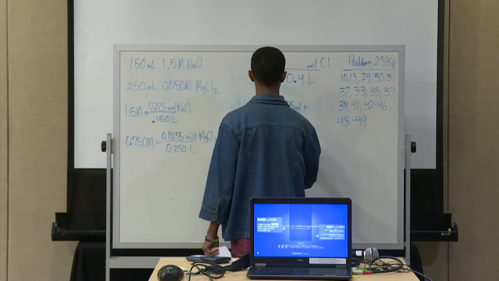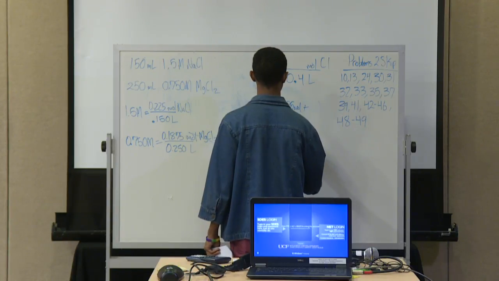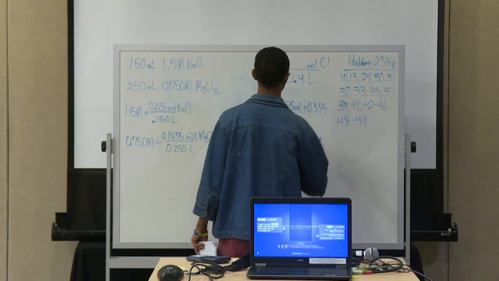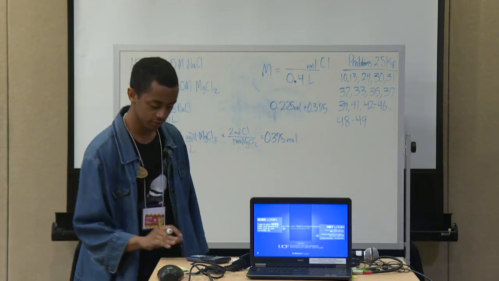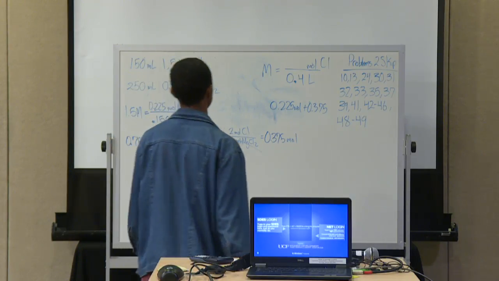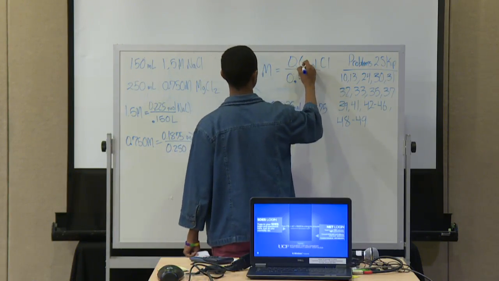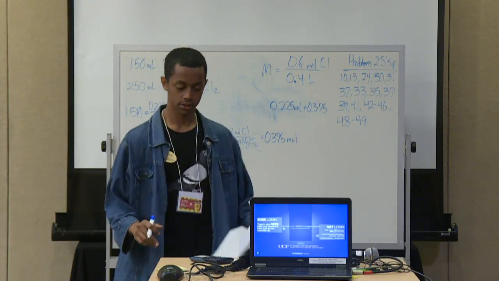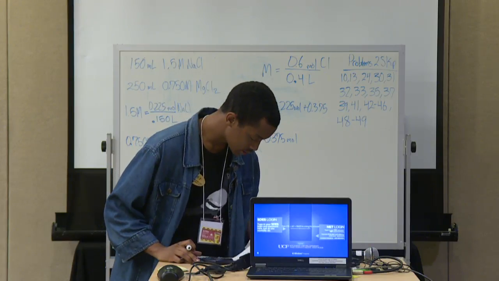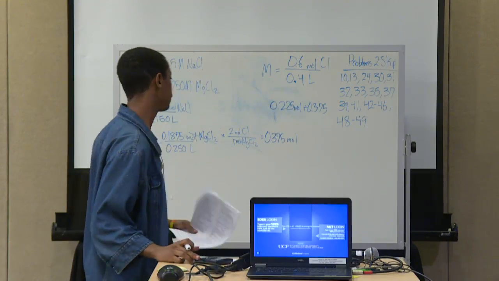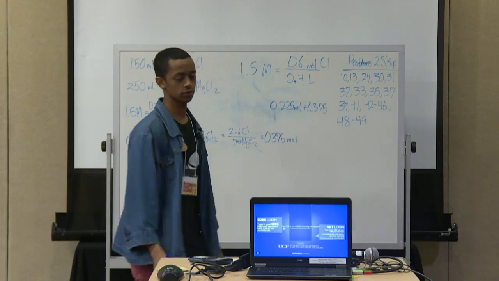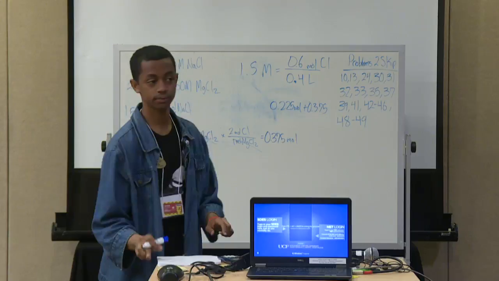Equals 0.375 moles. So now I've got 0.375 moles. So 0.225 plus 0.375, 0.6. So in total I have 0.6 moles. And 0.6 over 0.4 is 1.5 molarity. So the molarity of the chloride is 1.5, which is answer choice C. Any questions on that?